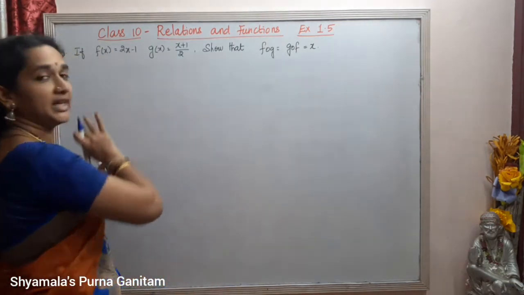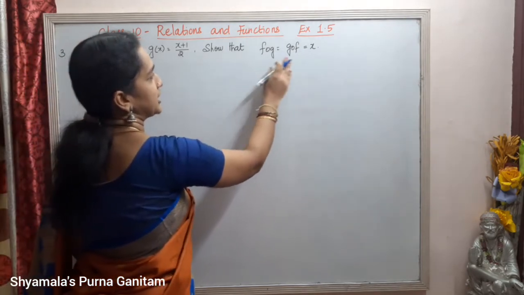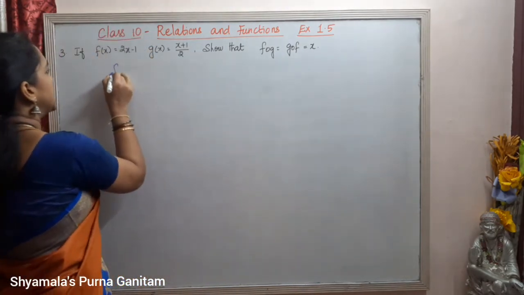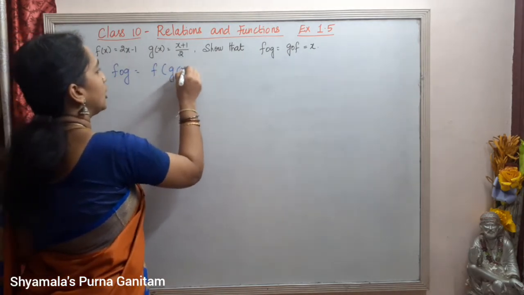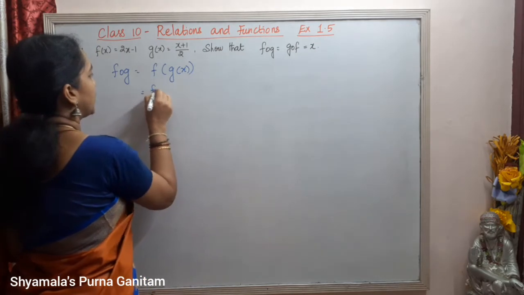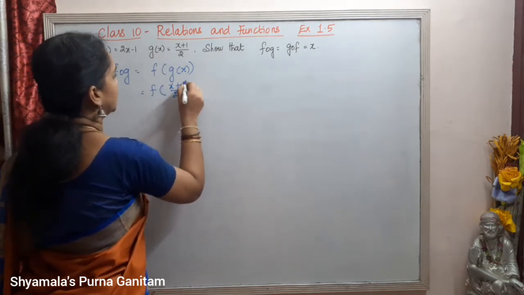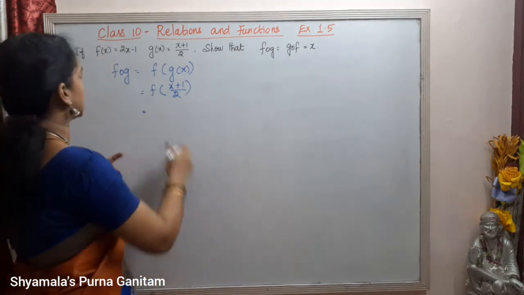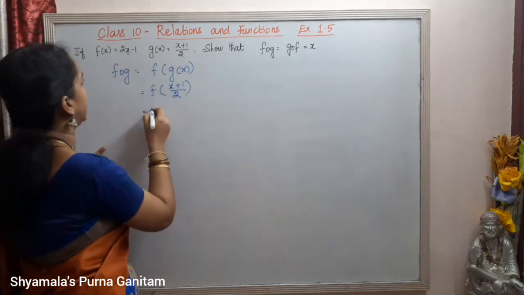Now we do the third sum. In this, f of x and g of x are given. Show that f of g is equal to g of f, that is equal to x. So the first one is f of g, that is f of g of x. So g of x is given as x plus 1 by 2. If f of x is there, then it is 2x minus 1. So instead of this x, we have to substitute x plus 1 by 2.